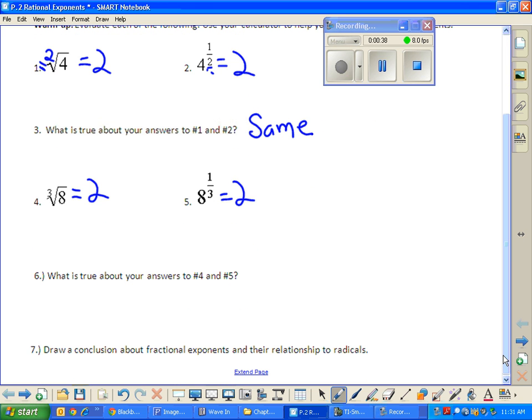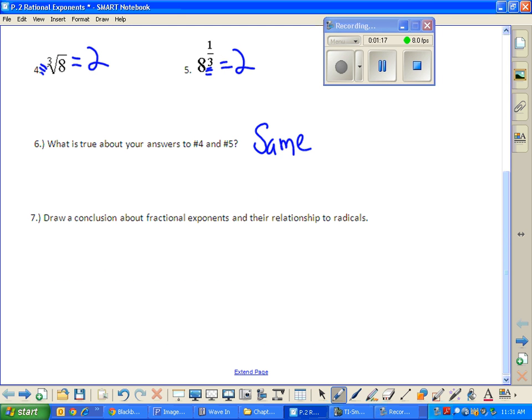All right, now let's see here. Number 6. What do you notice about your answers to questions 4 and 5? What is it, John? Oh, yeah, they're the same. So what's interesting is that you're noticing that taking the cube root of 8 is the same as raising 8 to the 1/3 power. So now let's see if we can broaden that to draw a conclusion. In number 7, we're supposed to draw a conclusion about rational exponents and their relationship to radicals. What do you think? Go ahead, Chris.